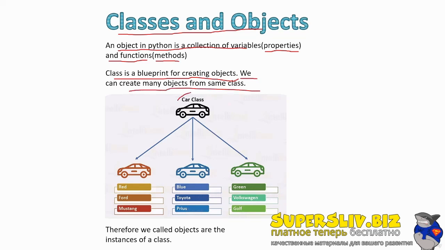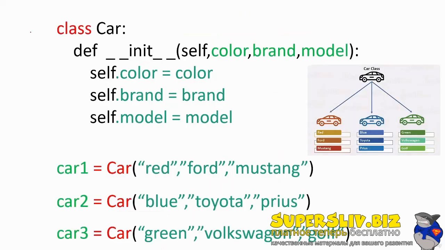There is a class called car. These are three different objects created from that class. Therefore, we called objects are the instances of a class. This is the syntax for creating a class. We use keyword class. Then we specify the name of the class. Then we put a colon. As usually, we put a space of one tab.